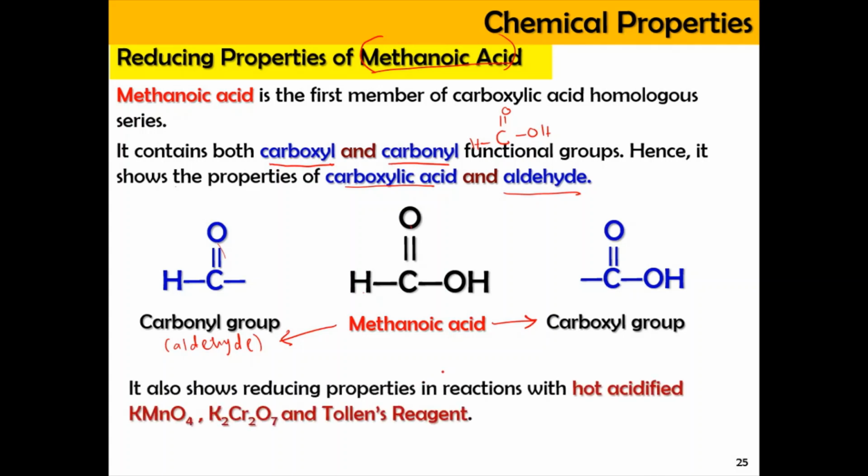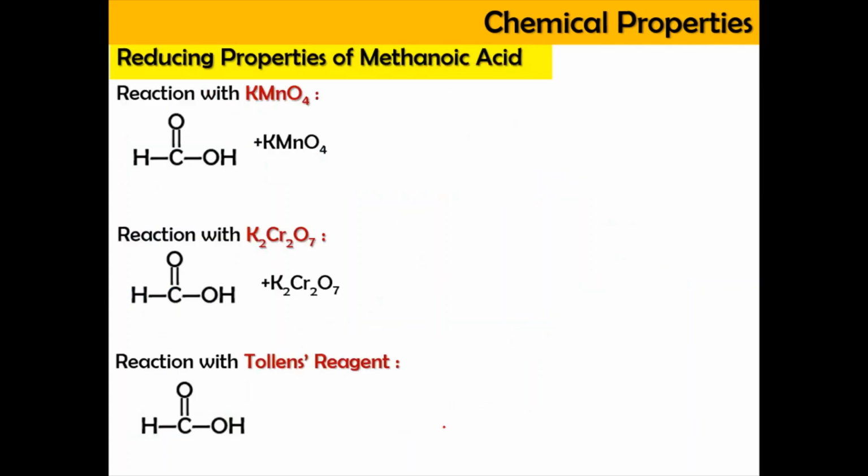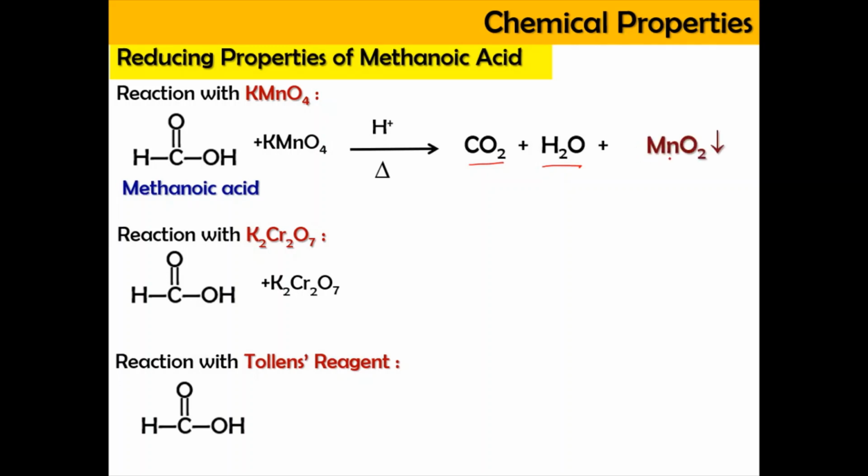So it's going to show reducing properties in reaction with hot acidified KMnO4, K2Cr2O7, as well as the Tollens reagent. So let's look into the reaction of methanoic acid with KMnO4. Methanoic acid will react with KMnO4 in acidic condition at high temperature, and this is going to produce carbon dioxide as well as water, and a precipitate is going to be formed, which is manganese dioxide, the brown precipitate.